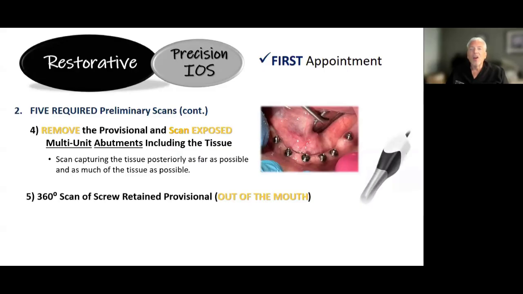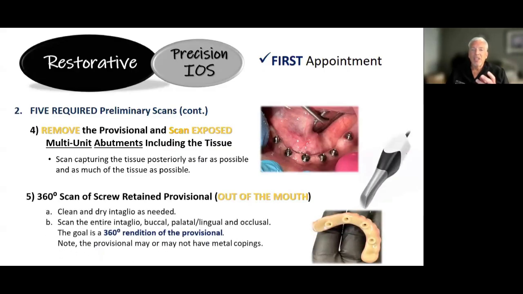And then the fifth scan is going to be of the provisional out of the mouth. And this you're scanning 360. Again, you want to dry it ahead of time, and you capture all of it. Once again, as a reminder, most of these today will not be getting metal copings if you're using the IOS the way I showed you from the day of surgery. So there's your five scans.